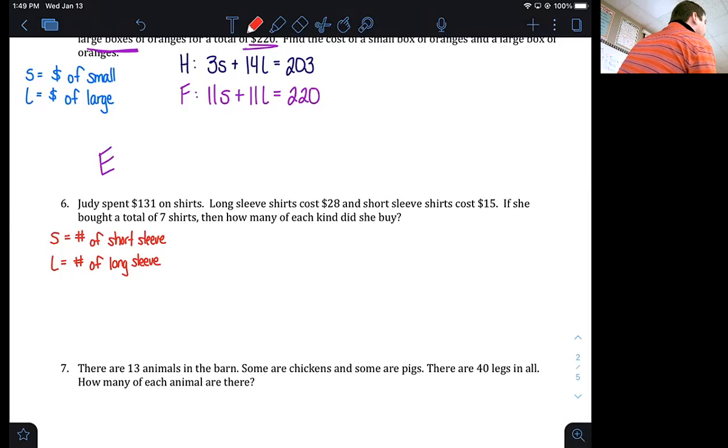How much does a long sleeve cost? Oh, yeah. It would be 15s plus 28L.